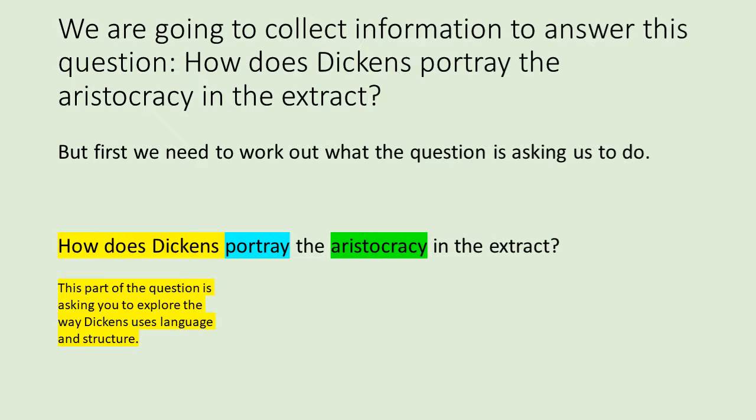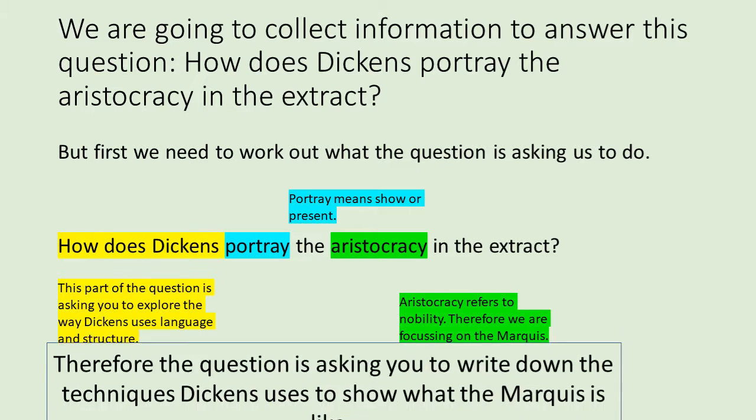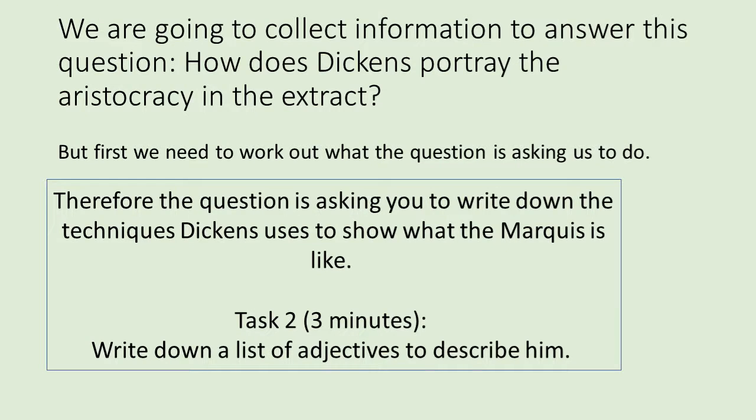This part of the question, the part highlighted in yellow, is asking you to explore the way Dickens uses language and structure. Portray, that means show or present, and the aristocracy refers to the nobility. Therefore, we are focusing on the Marquis. Therefore, the question is asking you to write down the techniques Dickens uses to show what the Marquis is like.